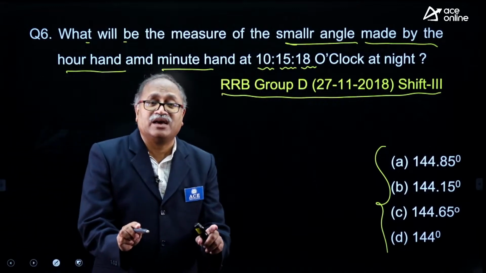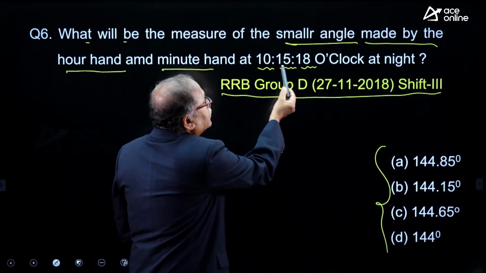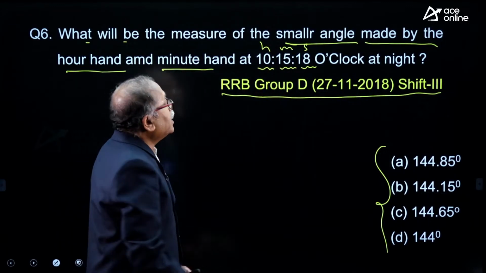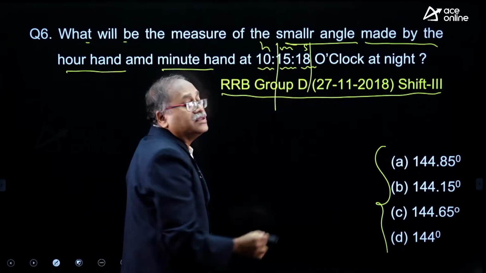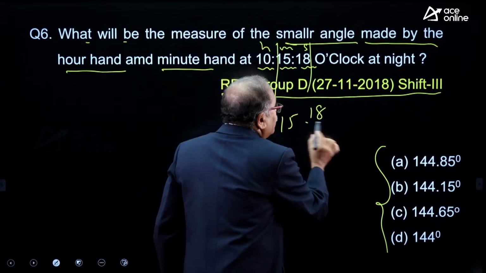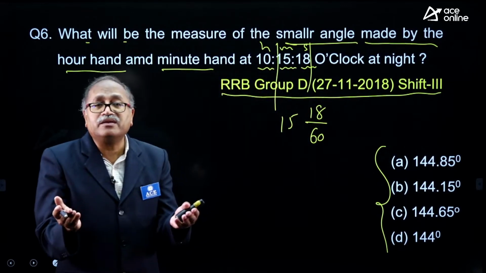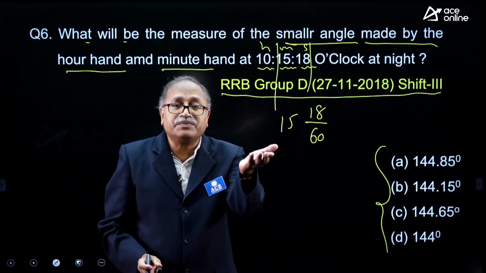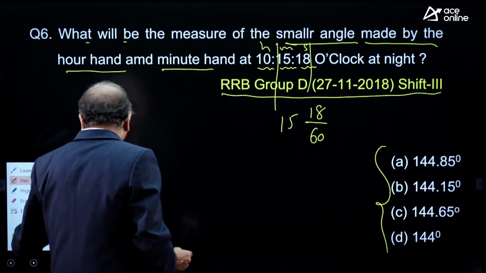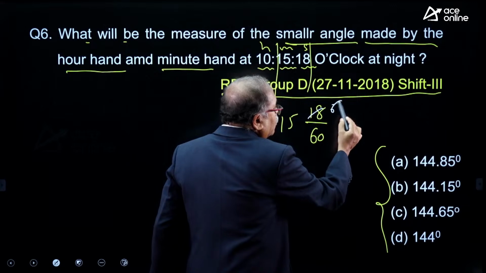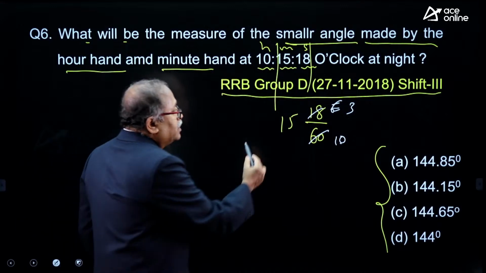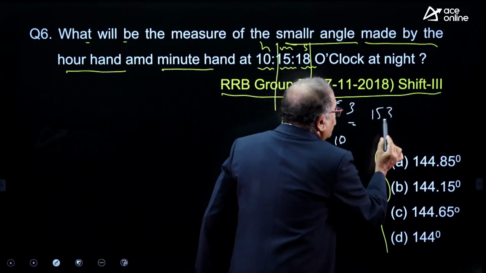Now, many times I have observed they are giving this kind of question, that hour is there, minute is there, second is there. So what I have to do is convert this 15 minutes 18 seconds into minutes. So that is 15, 18 by 60. 18 seconds means 18 by 60 of a minute. So that way I am getting m over here: with 6, 3 times, with 6, 10 times, 10 into 15 that is 150, and 153 by 10.